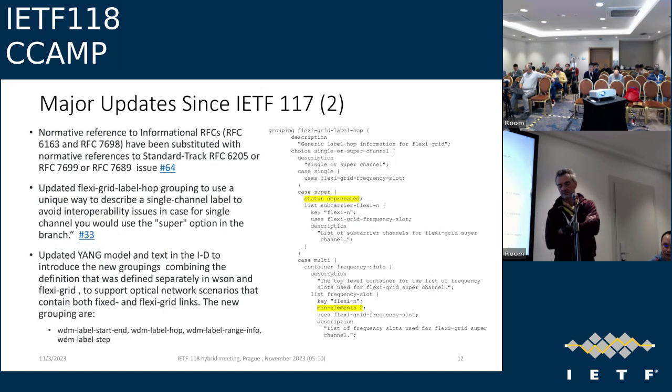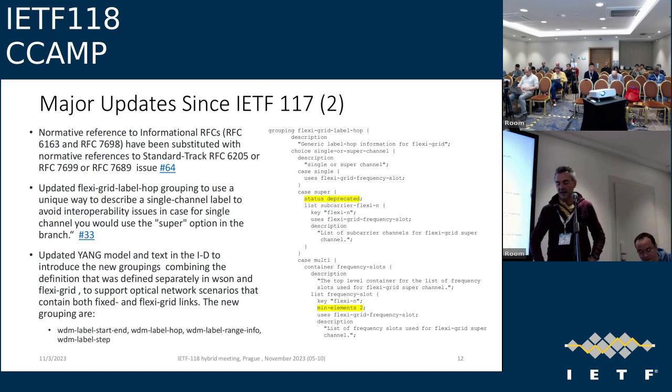Okay. Then the other update is that there was some problem with the normative reference related to informational RFC. So this normative reference has been substituted with a real normative reference to a standards track RFC. So we changed some pointers to the correct RFC. We updated the flexible grid label hop grouping, as depicted on the side in the slides.